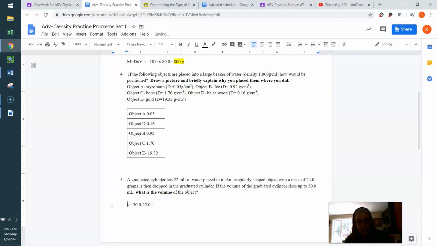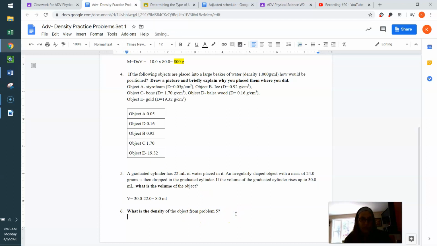Why did that move over? There we go. So the volume of this object is the difference between the starting and ending point once the object was placed into the graduated cylinder, which means this is 8.0 milliliters. Now, number 6 goes with this, because we're saying what is the density then of the object in problem 5?